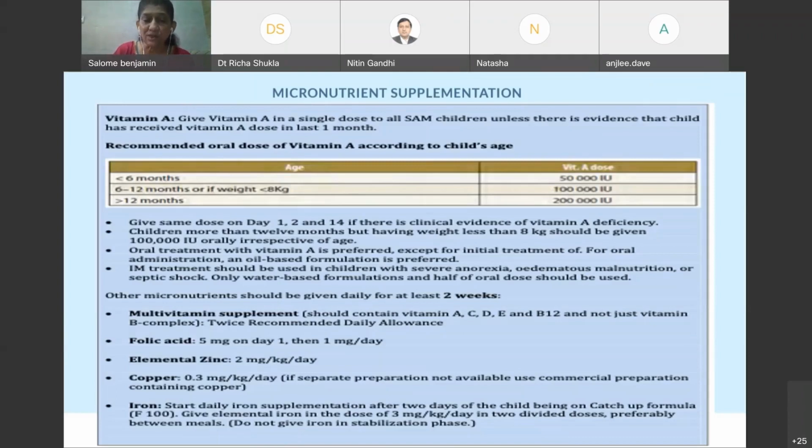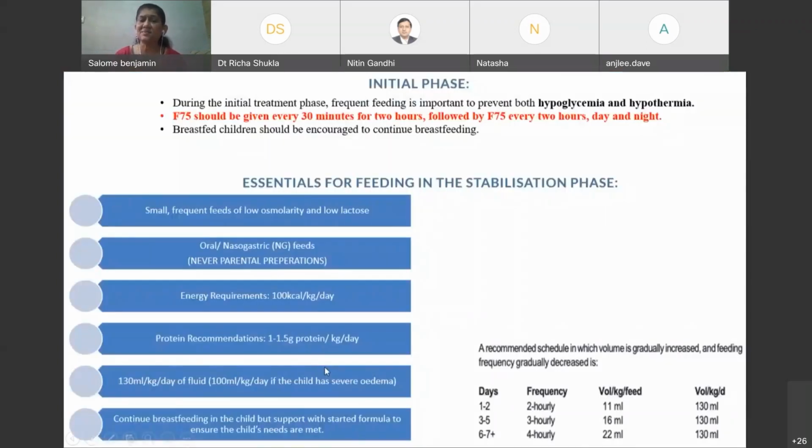So this is how you will look into folic acid 5 milligram on day 1, then 1 milligram, elemental zinc 2 milligram per kg. Even if the pediatrician has prescribed, have a look at whether he has done it right or not. You can always intervene. It's teamwork, and we don't want under nutrition or over micronutrient supplementation. So you should know copper is 0.3 milligram per day, and iron is given at 3 milligram per kg per day. So these are some essentials for feeding in the stabilization phase.